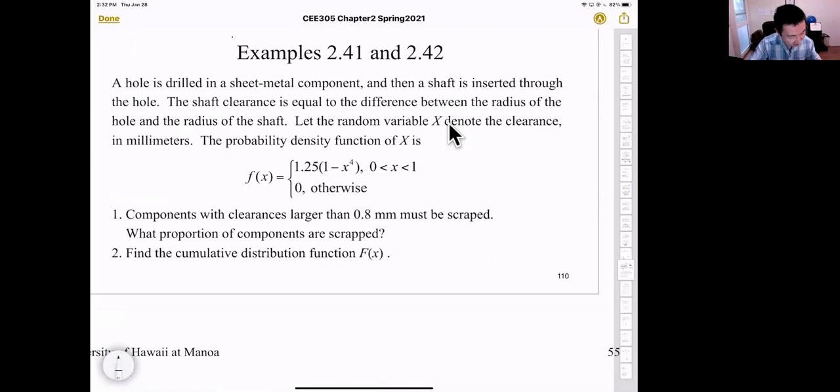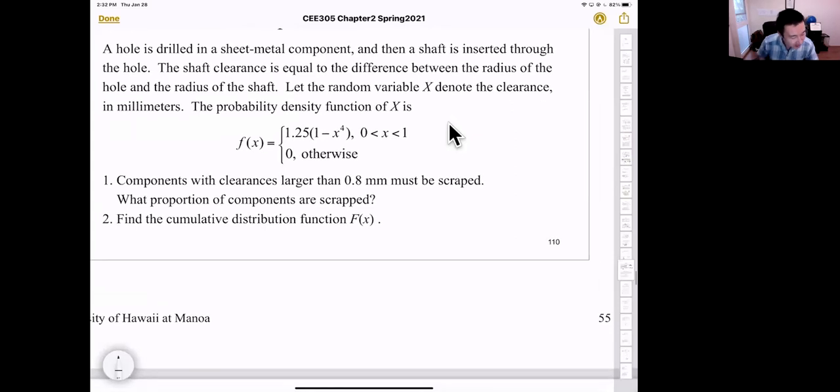The next question is similar to the first one. A lot of integration, but let's do it together. A hole is drilled in a sheet metal component, and then a shaft is inserted through the hole. The shaft clearance is equal to the difference between the radius of the hole and the radius of the shaft. X is the clearance in millimeters, given the probability density function of fx.